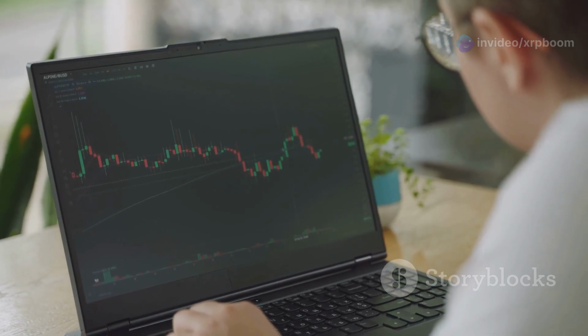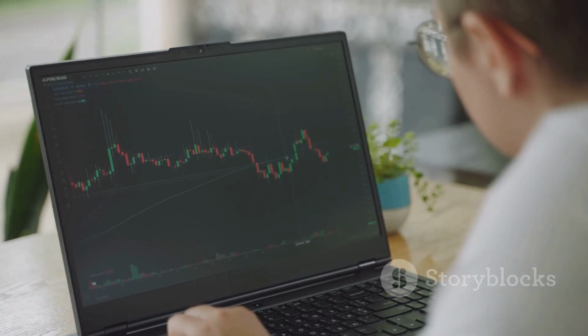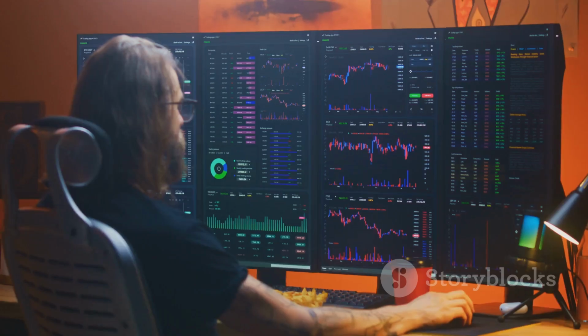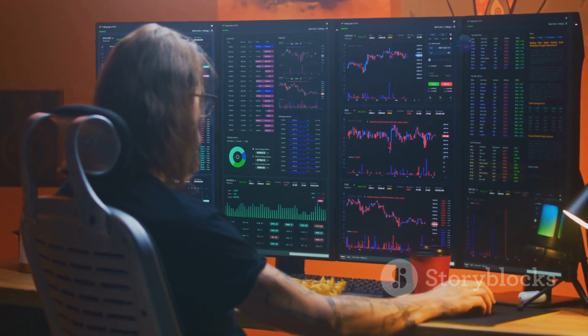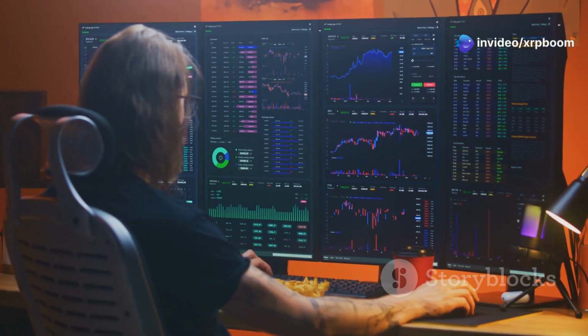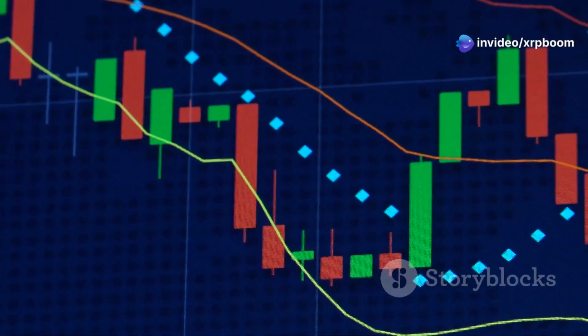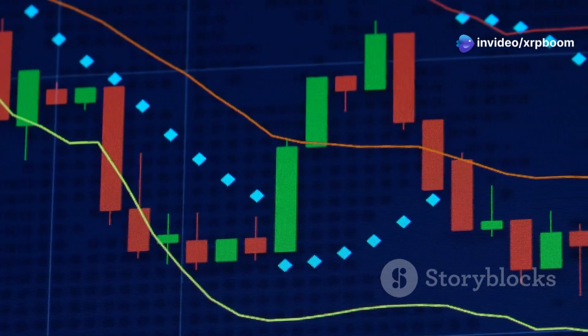These charts might look intimidating at first, but trust me, they're not as complicated as they seem. Once you understand the basics, you'll be reading them like a pro in no time. So buckle up, grab your explorer hats, and let's dive into the fascinating world of candlestick charts.